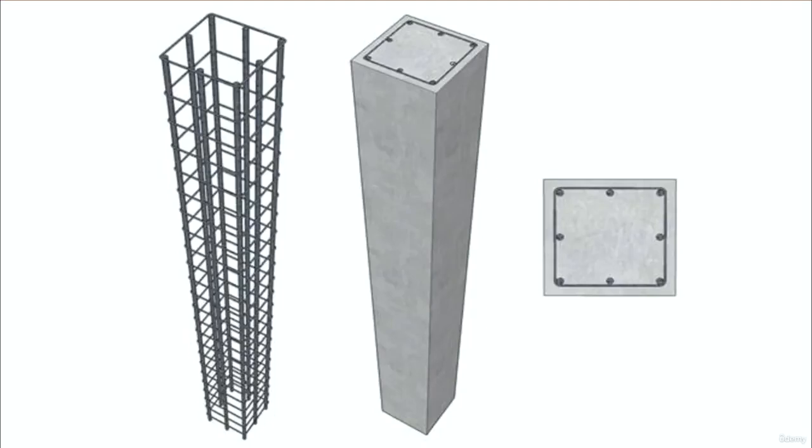So columns are compression members. They are mainly designed to resist the compressive force. Here you can see the reinforcement arrangement in column. These are the longitudinal reinforcement. The vertical bars are the longitudinal reinforcement to resist the compressive force, and these are called main bars, and these ties are called the lateral ties. These ties are provided to hold the longitudinal bars in position.